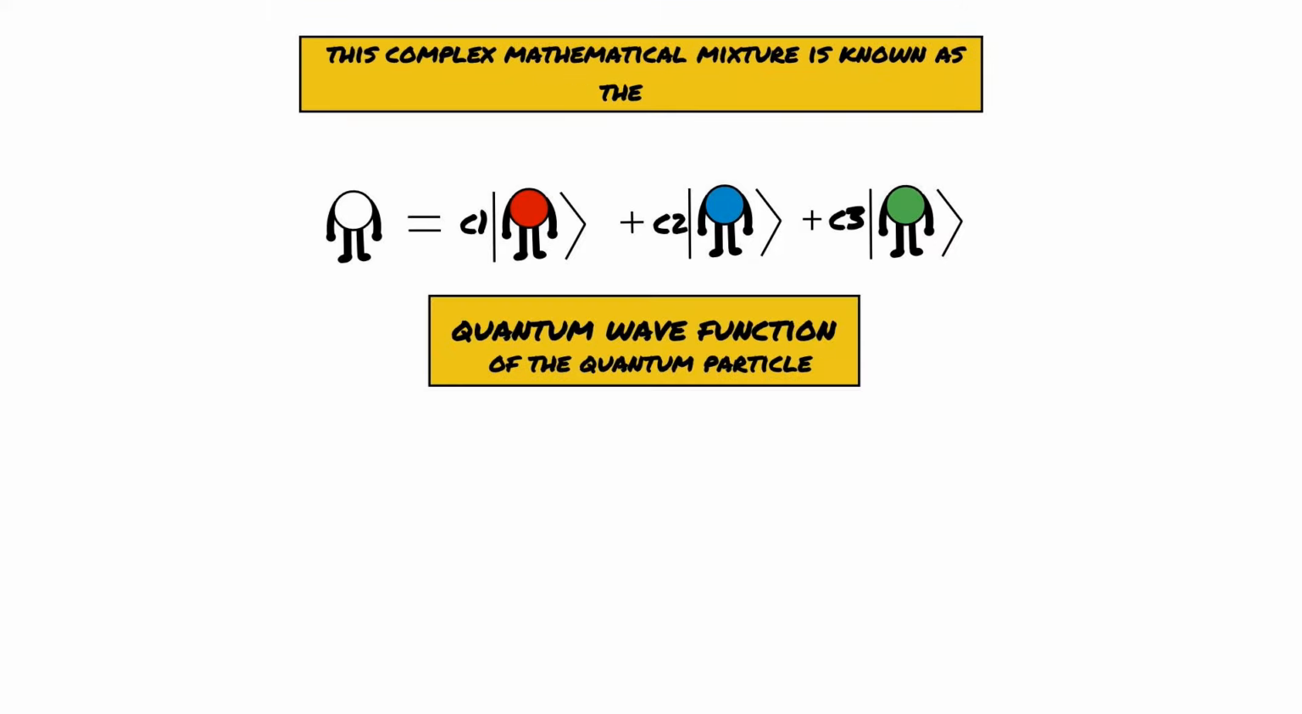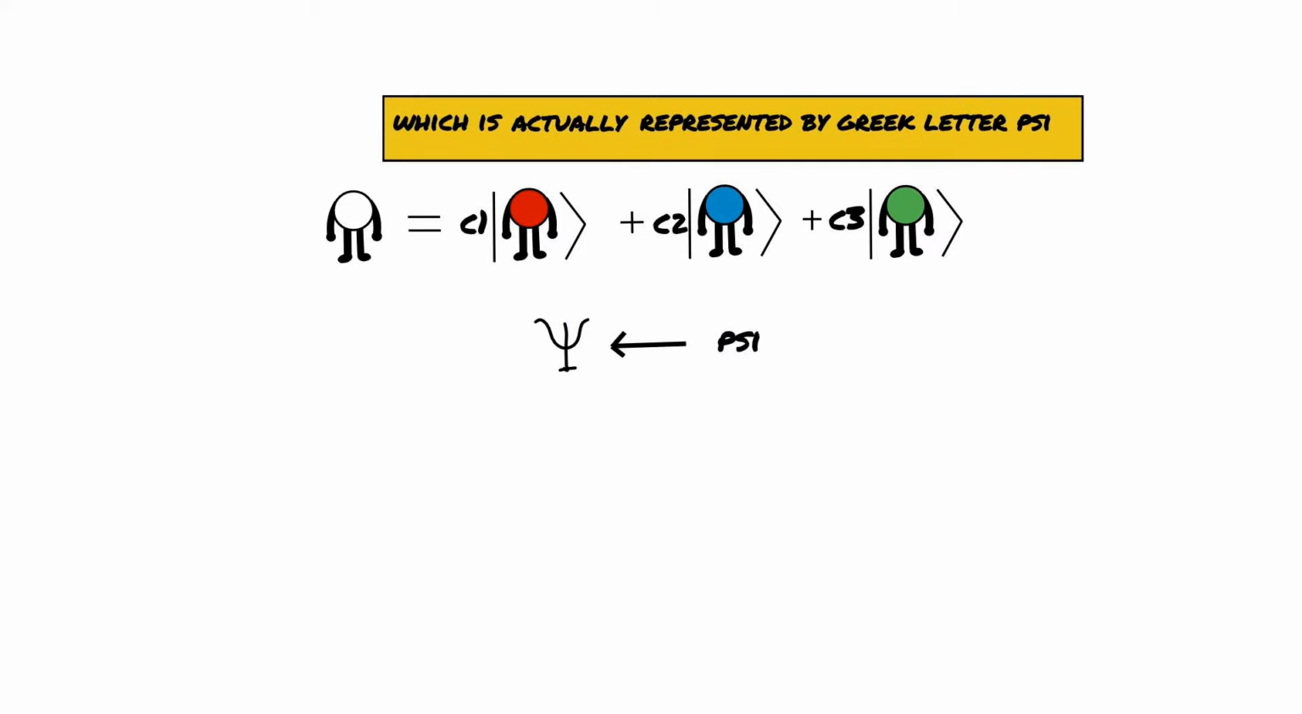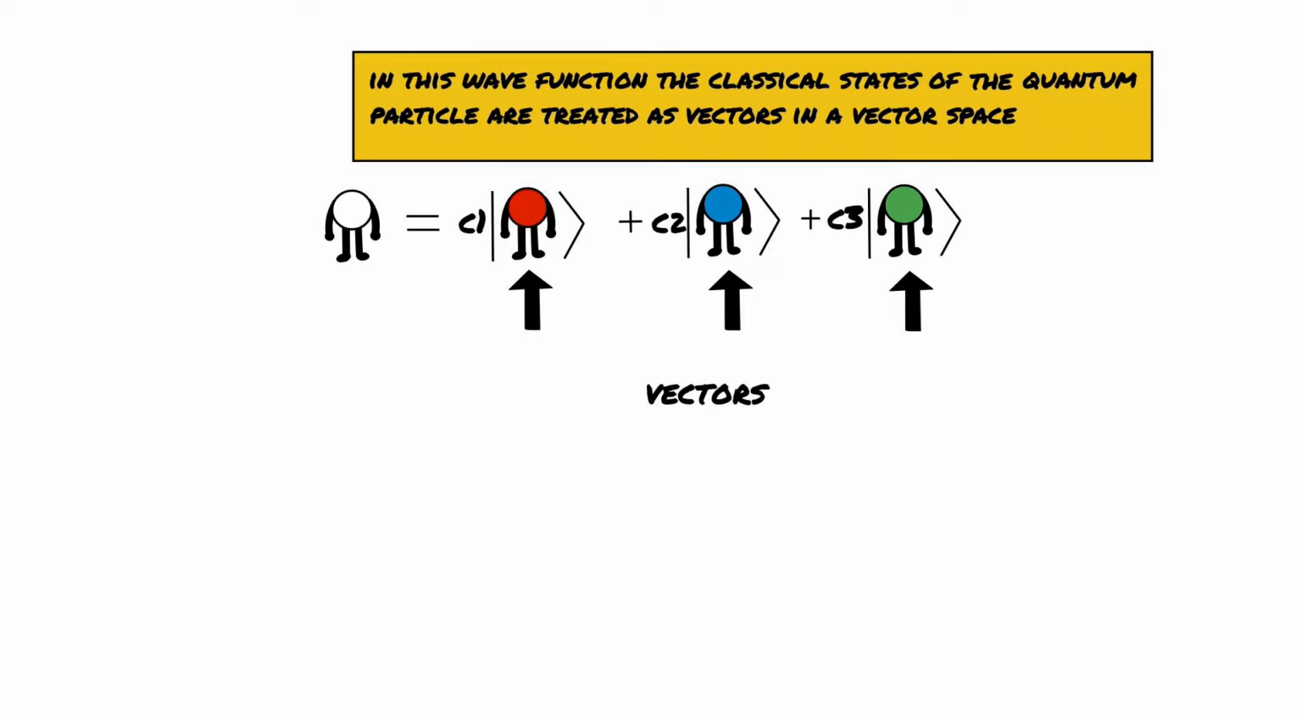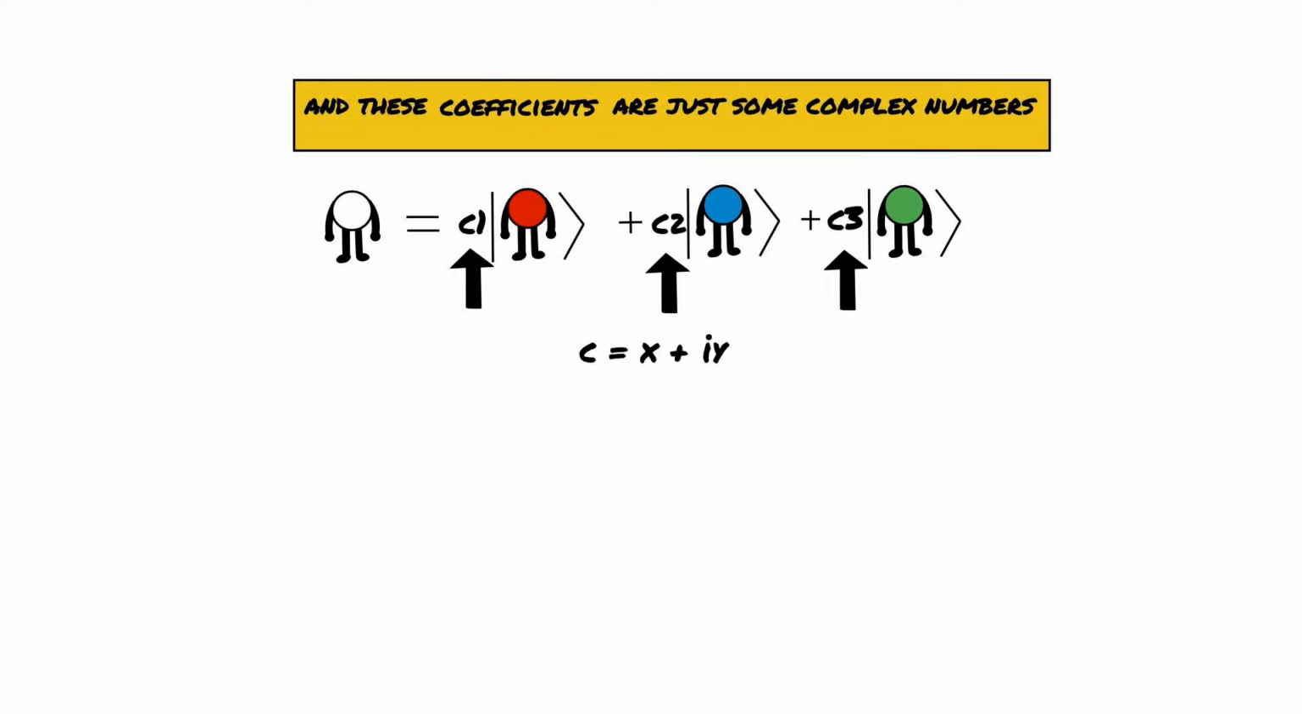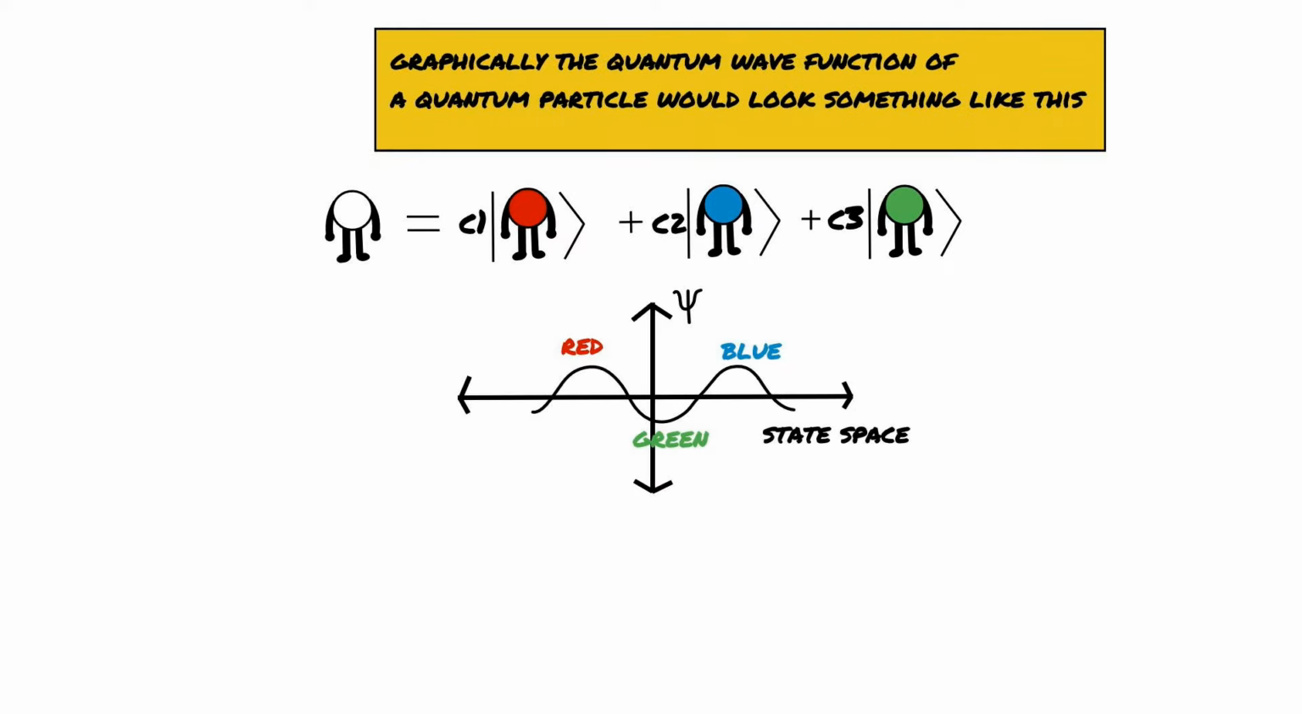This complex mathematical mixture is known as the quantum wave function of the quantum particle, which is represented by the Greek letter psi. In this wave function, the classical states of the quantum particle are treated as vectors in a vector space, and these coefficients are just some complex numbers. Graphically, the quantum wave function of a quantum particle would look something like this.